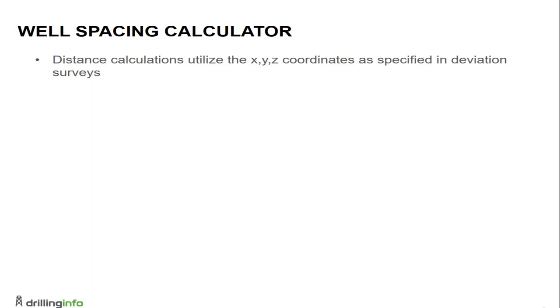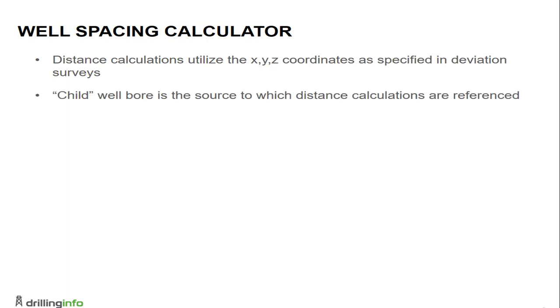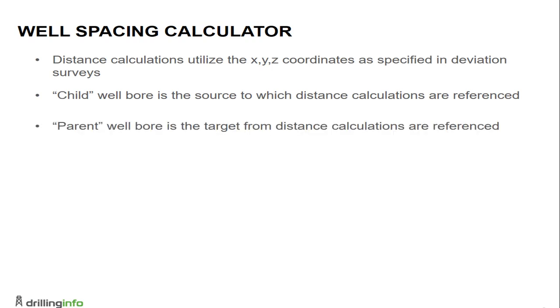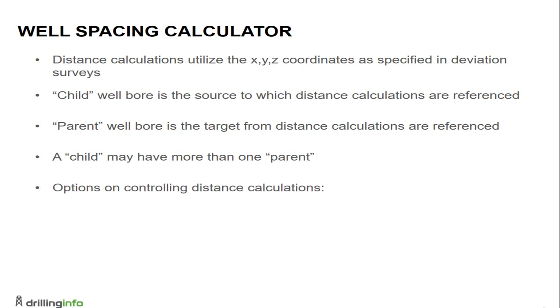First, a few critical definitions. We define a child wellbore as the source well to which distances are referenced and assigned. A parent wellbore to a child wellbore is one which is closest to a particular location along the child wellbore. A child well may have more than one parent well, especially if the child well is deviated or horizontal. For example, the trajectory of a horizontal well, which may well be over 10,000 feet long, may pass close to several vertical parent wells.